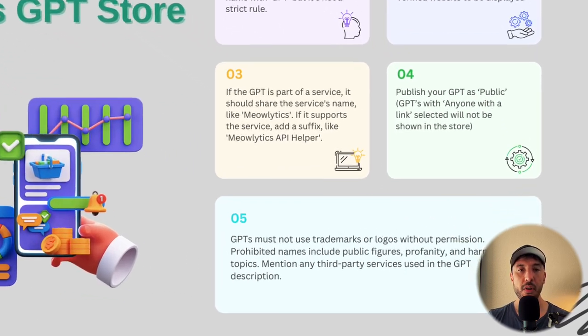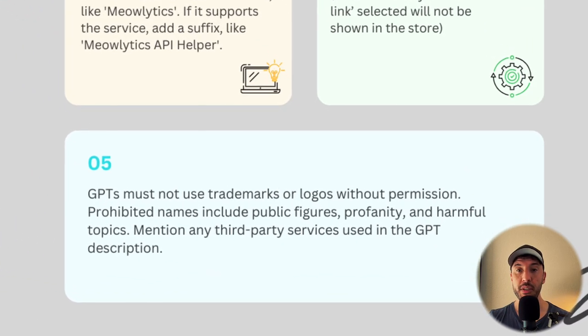Point number five, legal and ethical considerations. Lastly, let's touch upon the legal and ethical aspects of naming your GPT. It's crucial to avoid using trademarks or logos without the right permissions. Again, you can go back and check out the whole document on OpenAI's website for further detail. Also, names that involve public figures, profanity or sensitive topics are off limits as well. And if your GPT integrates third-party services, you've got to make sure to mention this in your description. It's all about being respectful and transparent in your naming choices. So make sure you're following the guidelines, because otherwise OpenAI might remove your GPT from the GPT store, and you don't want that happening.